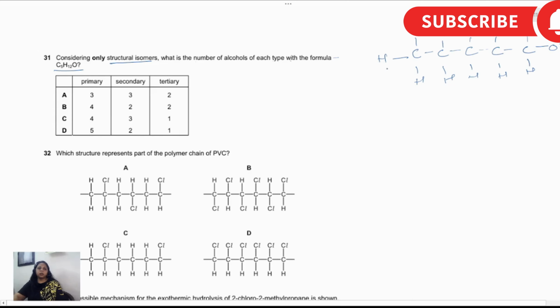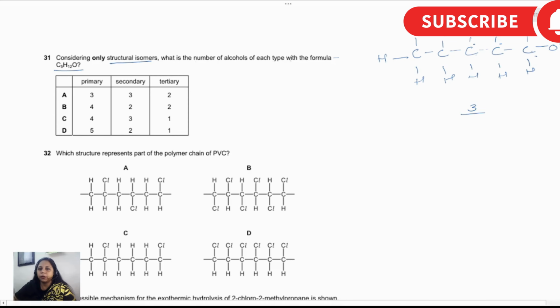So this is a primary alcohol. How many primary alcohols can be made? It's very simple. Just move the OH from position 1 to position 2 to position 3. So three primary ones, so far we have made 3. Where else can we shift it? We can also shift it to some other place.